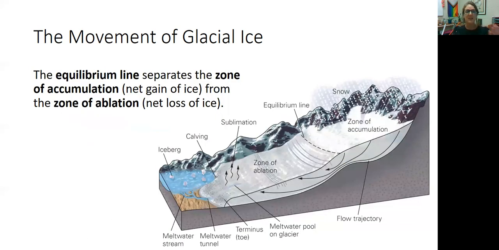Okay. And the equilibrium line is what separates the zone of accumulation, where snow is falling on the glacier, we're accumulating ice, down to what we call the toe, the zone of ablation, where there's a net loss of ice due to greater temperatures, more evaporation, more melting.